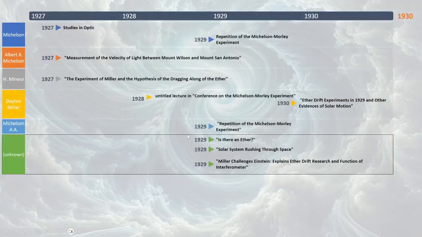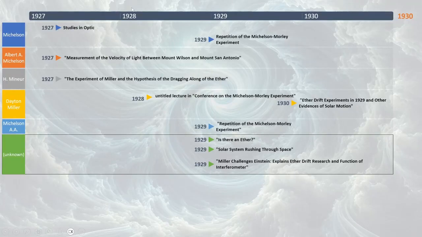I mean, these people are all studying the same effect at different times, in different ways, in different places, but the ether was disproven. So what are they doing, guys? What are they studying? Michelson studies in optics and repetition of the Michelson-Morley experiment. Got to repeat that measurement of nothing, right? Super important. And again, Albert Michelson, the measurement of the velocity of light between Mount Wilson and Mount San Antonio. That one is particularly interesting when he goes over the impact of latitude and altitude.